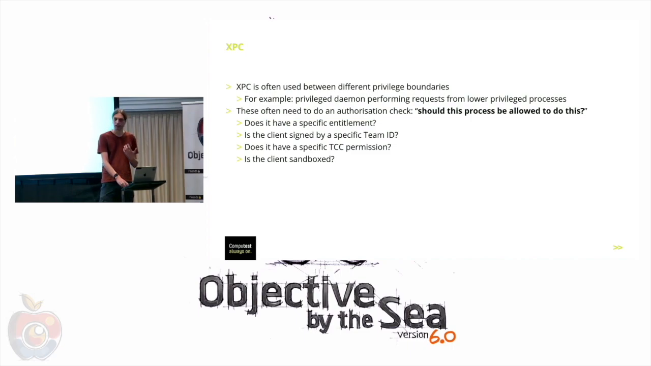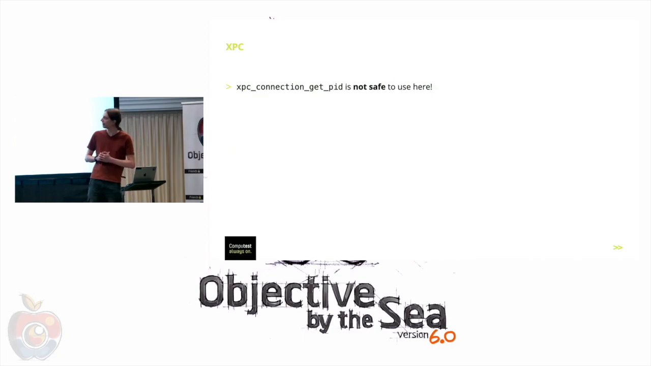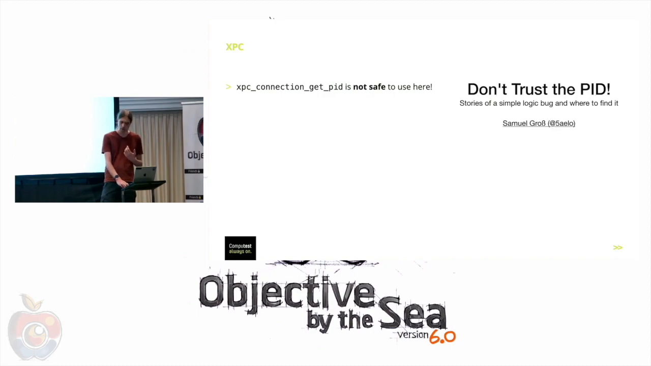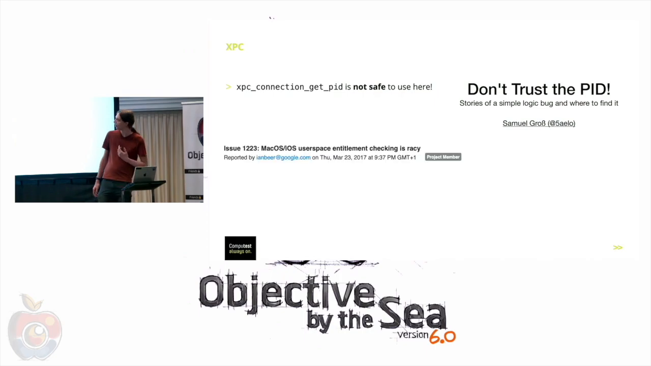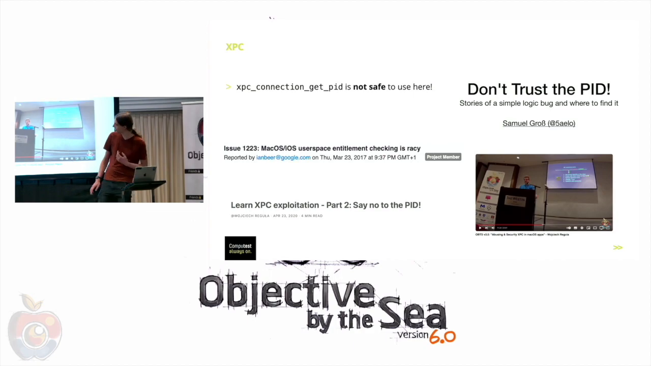Now, it's well known by now that there's a function xpc_connection_get_pid, but that's not safe to use for this. This has been documented quite often. I'm not completely sure who discovered it first. I know Samuel Gross did a presentation about this. There's an issue from Ian Beer about this in macOS. And there was also a presentation at OBTS 3, I think, from Wojciech Regula about this, and that this function is not safe to use.